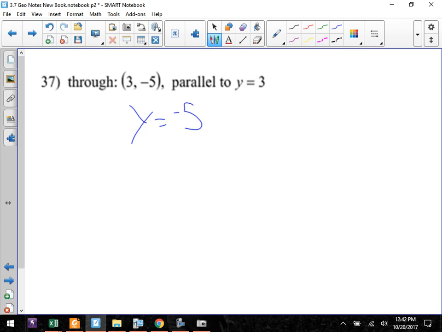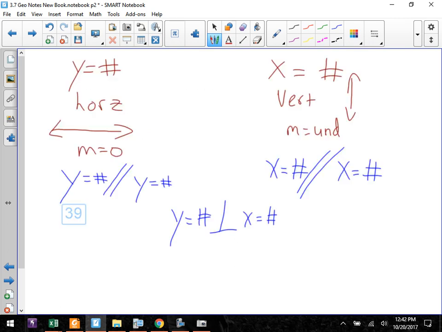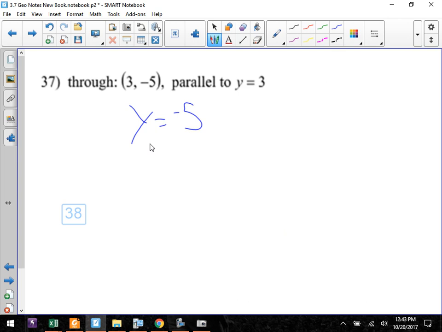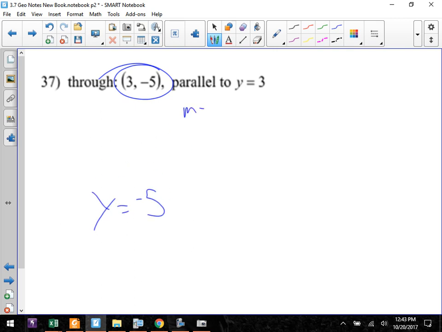Remember, same thing here, guys. Y equals a number, horizontal line. Horizontal lines are parallel to horizontal lines. Horizontal lines are written as y equals a number. Well, going back here, what's the y value there? Negative 5. If you went the long way, what's the slope of every horizontal line? Okay. So you can do this.